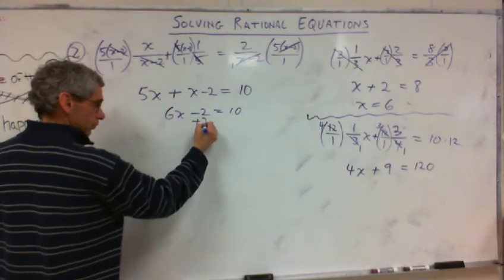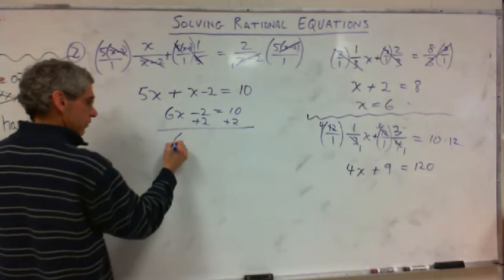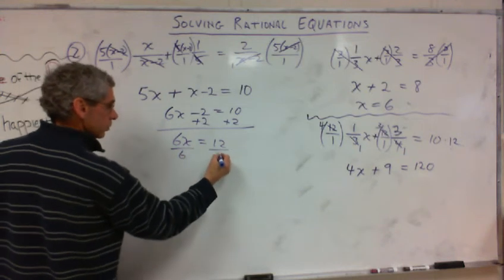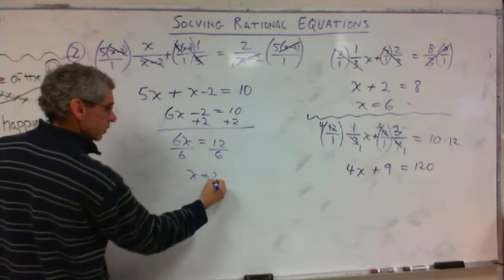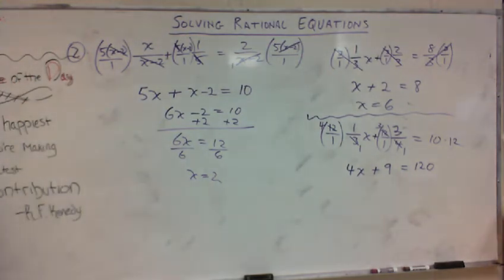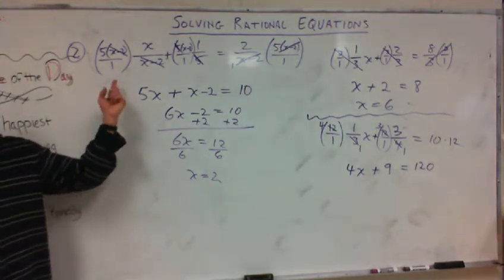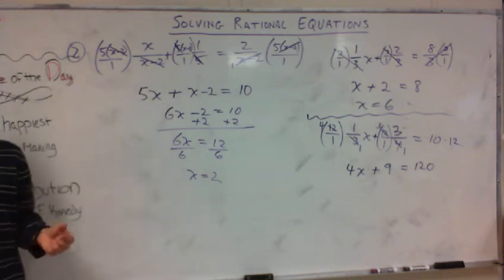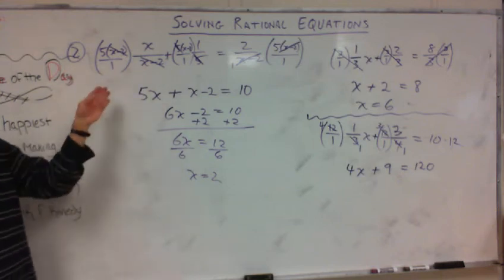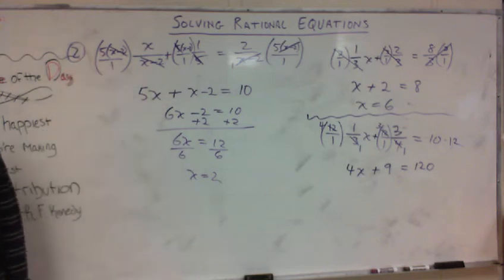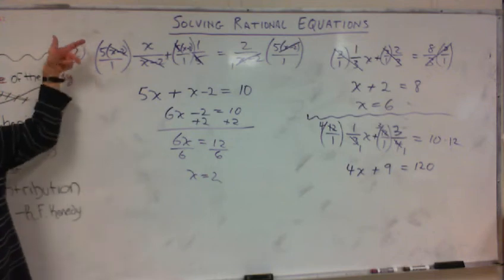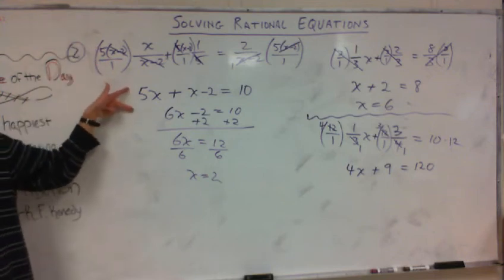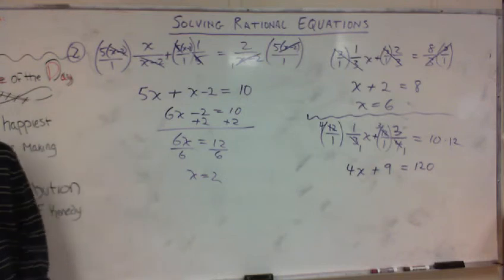Add 2. We have 6x is equal to 12. Divide by 6, x is equal to 2. Look at that. So easy. It's just a little complicated because it's so long. You have to write everything out. But once you do it, it's so simple because the things cross out. So by doing this, you immediately completely eliminate all fractions in your equation. Does that make sense?